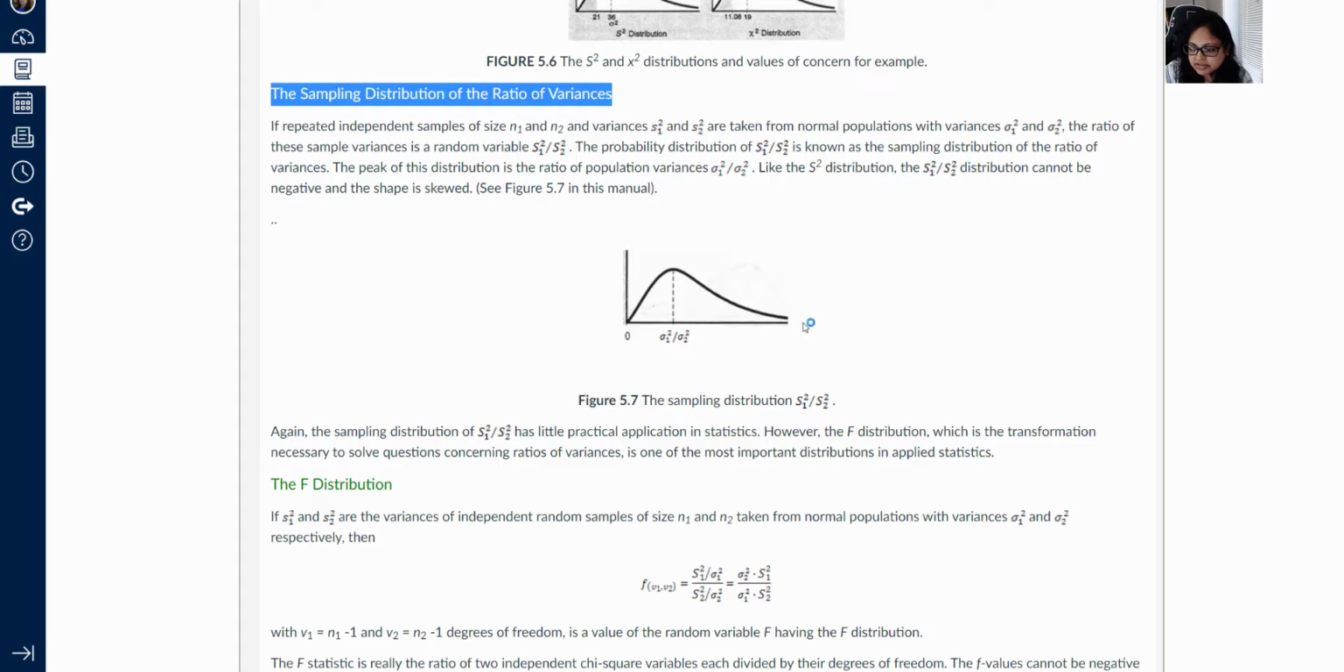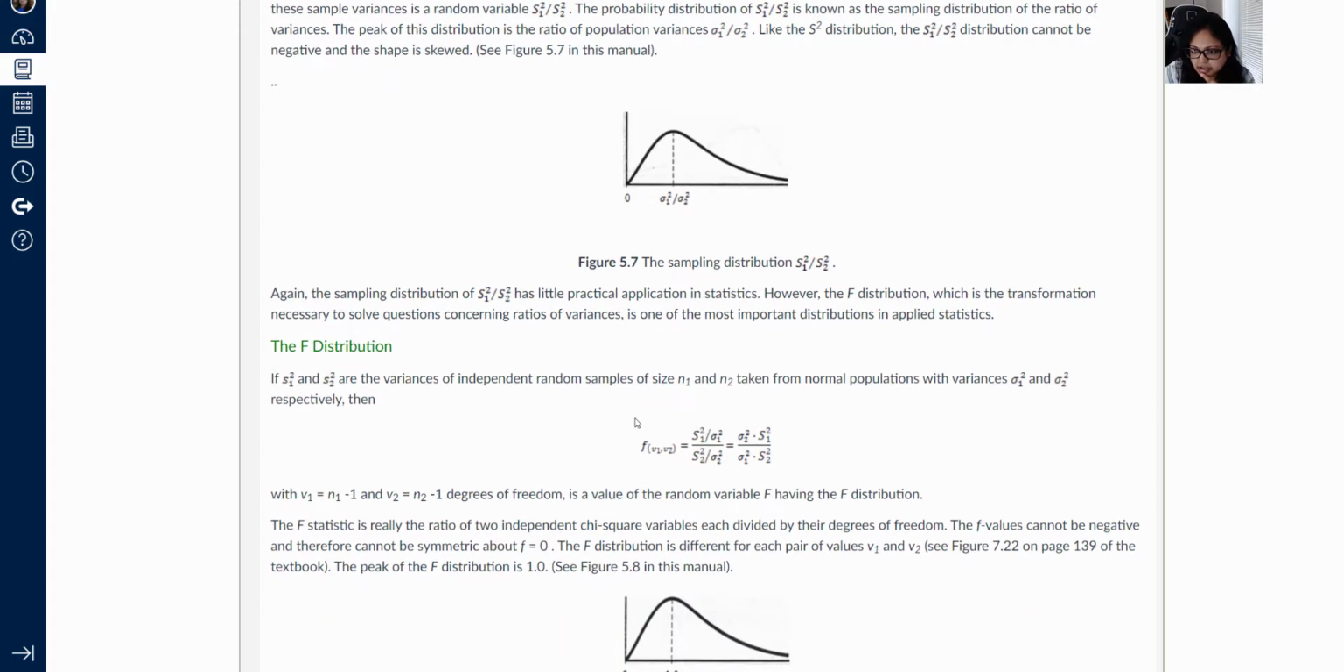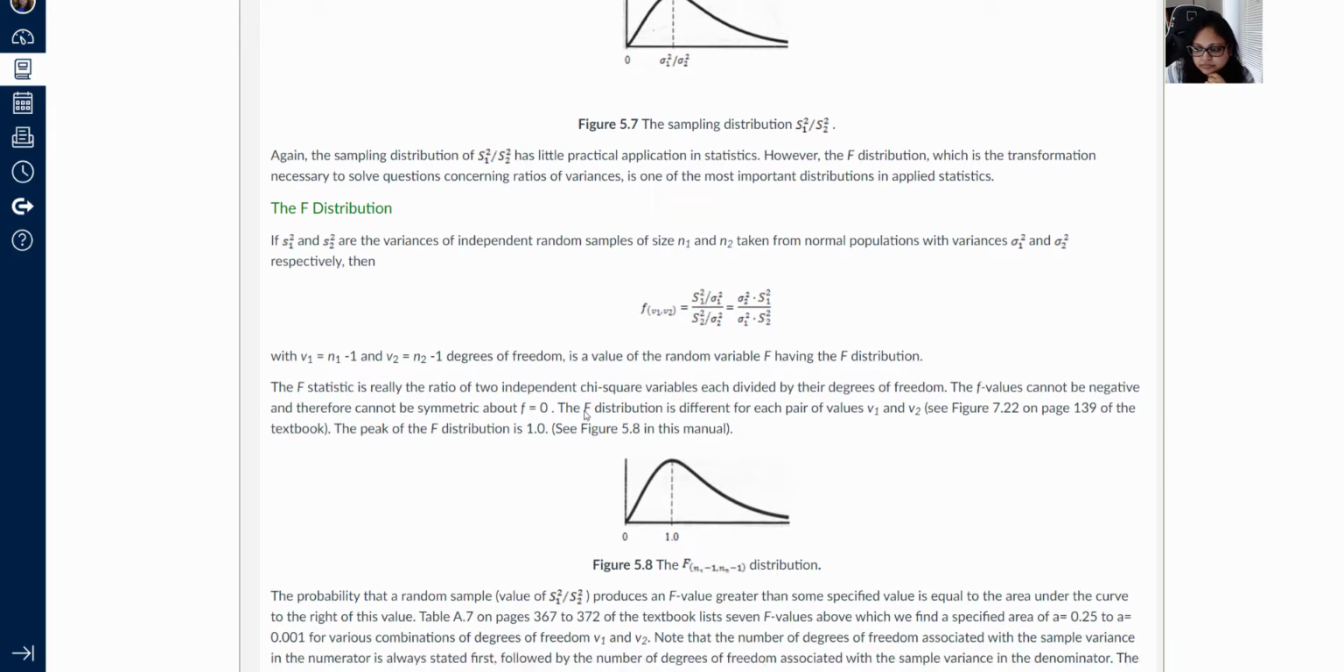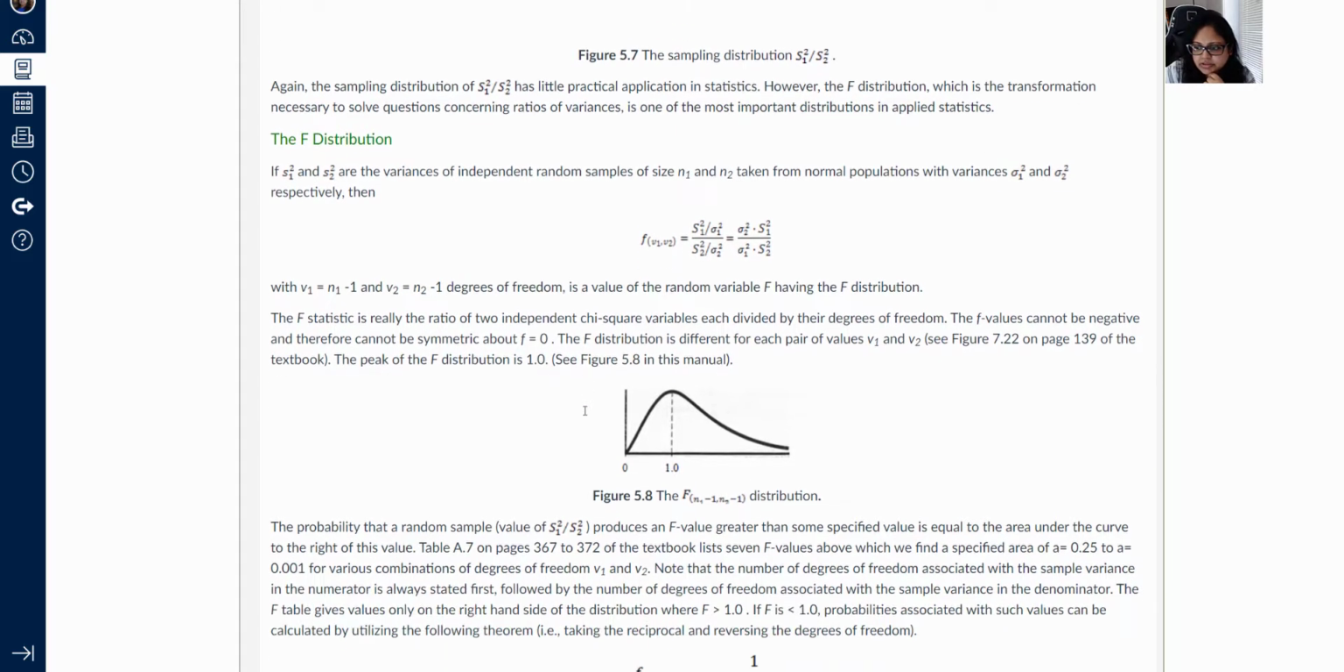You can say it's skewed, and the ratio of the population variances is somewhere here in the population. The lower region and upper region critical values are a little bit complicated in the F distribution, so you have to be careful about that. So the F distribution is really simple.